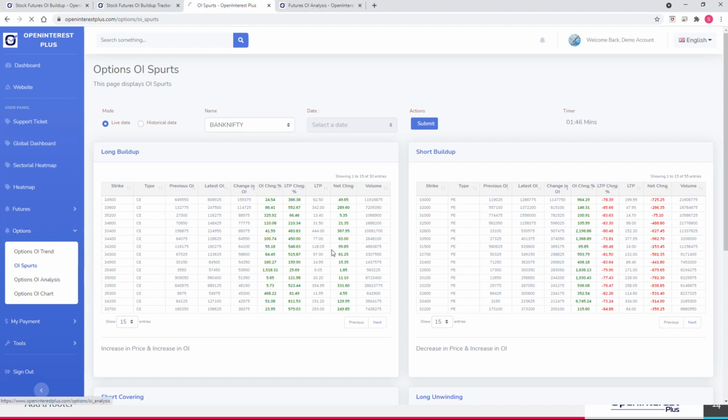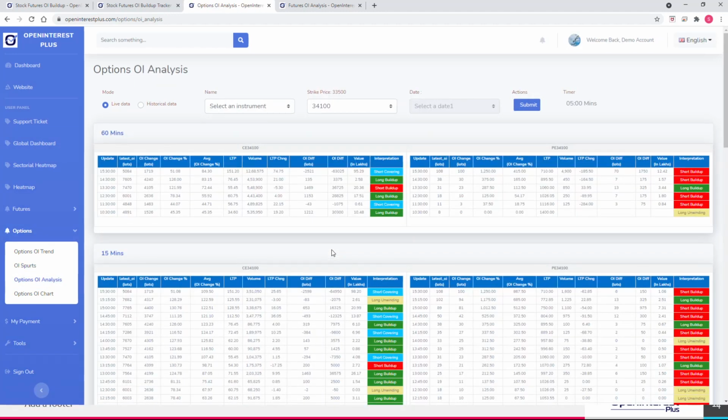Then we have OI analysis, similar to futures OI analysis. Under the instrument we have bank nifty and nifty, and by default, when you open this page, for bank nifty the at the money strike is selected.